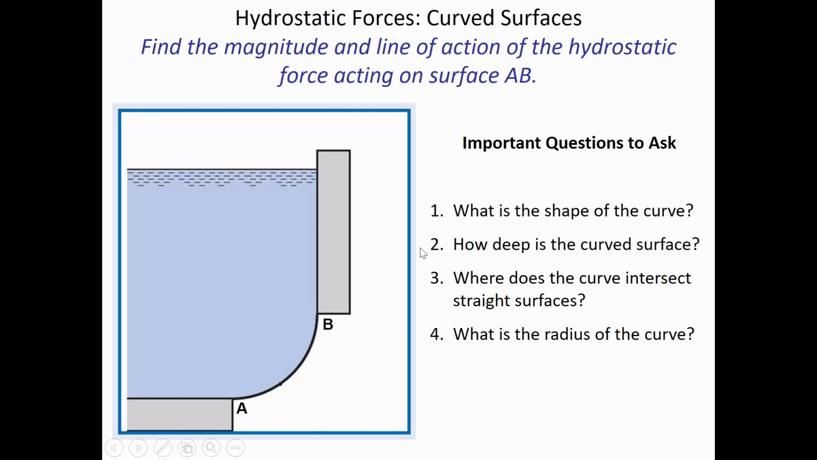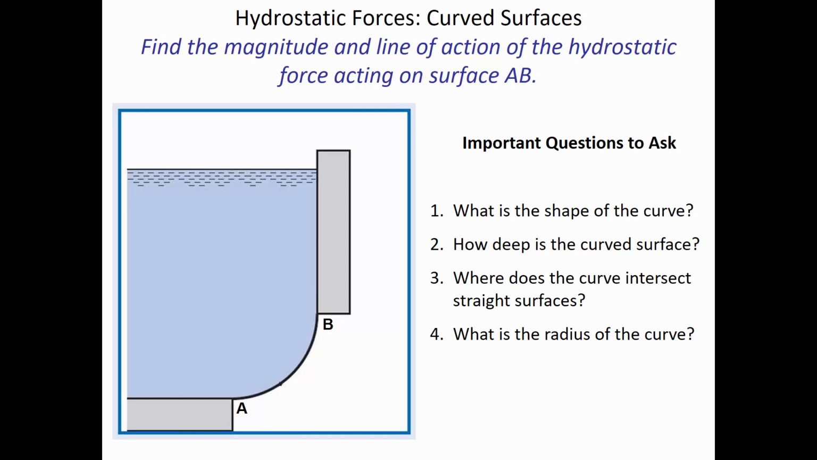How deep is it located underneath the water level? Because, of course, if we're going to be calculating the pressure, then pressure is delta h times gamma. So we need to know how deep beneath the surface we're talking about, because the pressure depends on that. Where does the curve intersect the straight surfaces? There will be dimensions that tell us how deep it is from the water surface down to the beginning of the curve, but also we need to know how deep it is to the bottom, and what is the radius of curvature here.